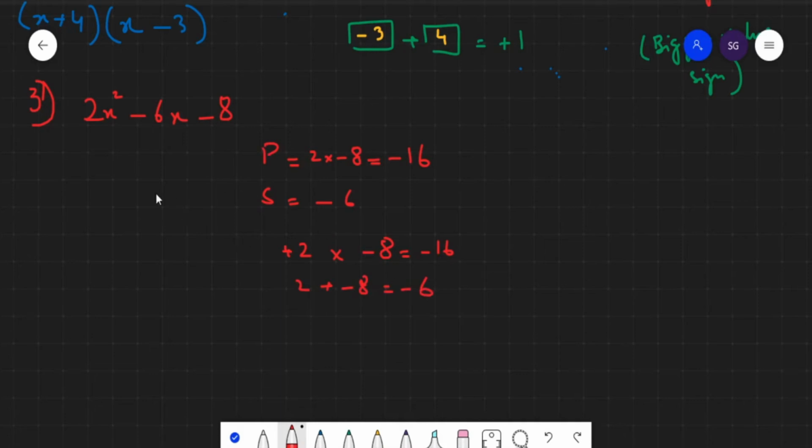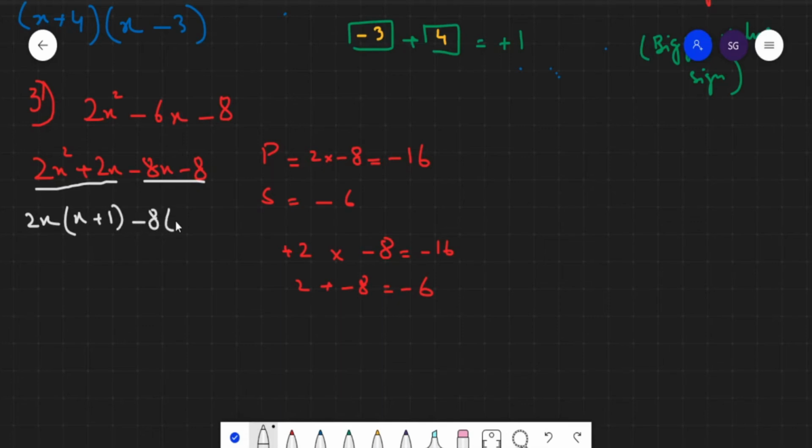So guys, the pair is found. So we have 2x squared plus 2x minus 8x minus 8, and now we have 4 terms, so we pair them up and factorize each pair. So 2x is common from the first pair, and you're left with x plus 1. Similarly, -8 is common from the next pair, and this is x plus 1 again. And now the whole bracket x plus 1 is common. We take that out and we're left with 2x minus 8.